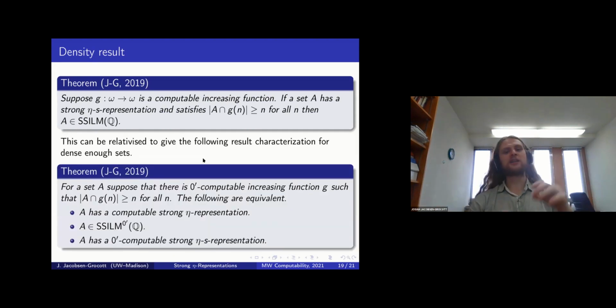So we can relativize it and get a characterization for dense enough sets as follows. For a set A, suppose that there is a zero jump computable increasing function G such that A intersect G of n is greater than or equal to n. Then the following are equivalent: A has a computable strong eta representation; A is a member of S-SOM zero jump of Q; and A has a zero jump computable strong eta S representation.